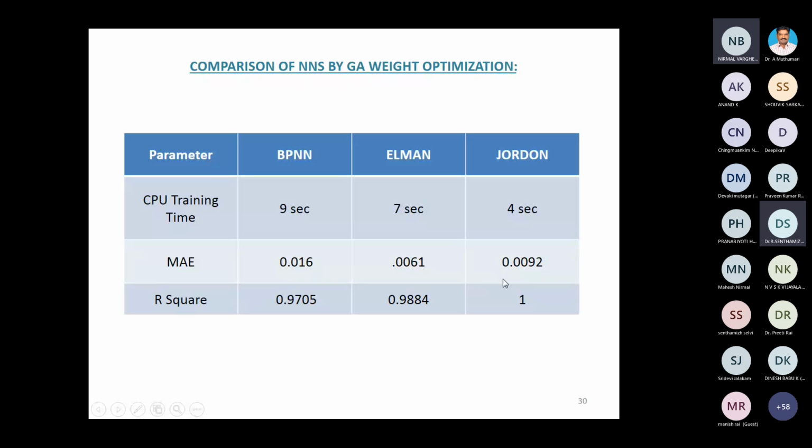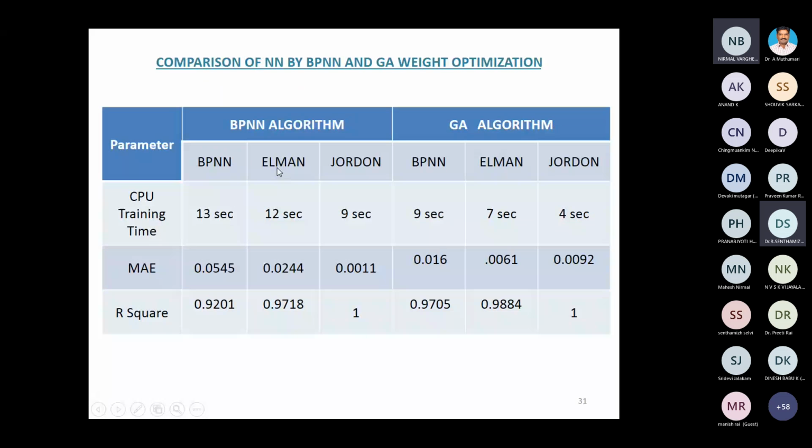Then R square maximum means the adaptability of the architecture is good. As the R square value is 1, Jordan has a very good mapping capability of your target and input values, whereas Elman and PPN are slightly inferior. So this is your comparison of your Jordan based GA optimization network with the other networks, Elman and PPN architectures. Now the same architectures, if I do with backpropagation algorithm and genetic algorithm, what happened?